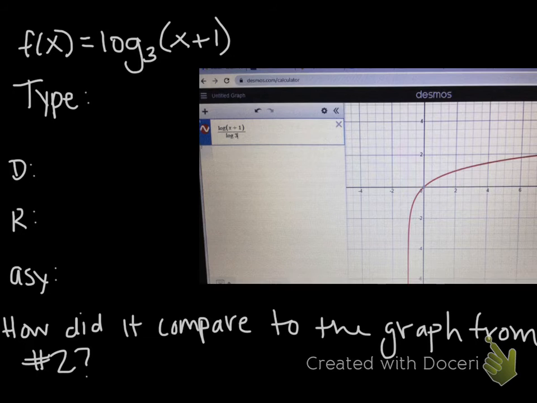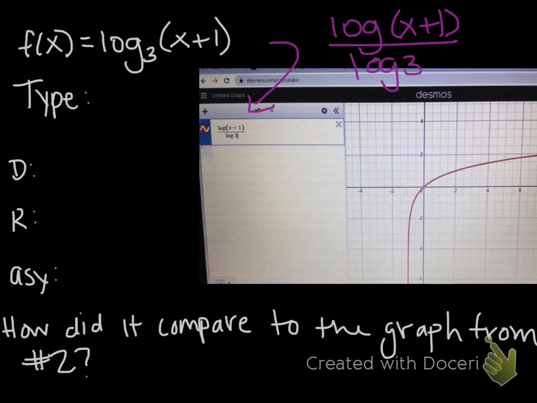On the next page, we have log base 3 of x plus 1. Notice I showed you how you'll be typing it in Desmos. Again, it'll be log of the quantity x plus 1 divided by log 3. In terms of some nice points that you can plot, 0, 0 is a very reasonable point to plot. 2, 1 is a very reasonable point to plot. And then that one looks like 4 and 1.75. So again, you should be able to kind of squeeze it on there. And my asymptote is happening right here.